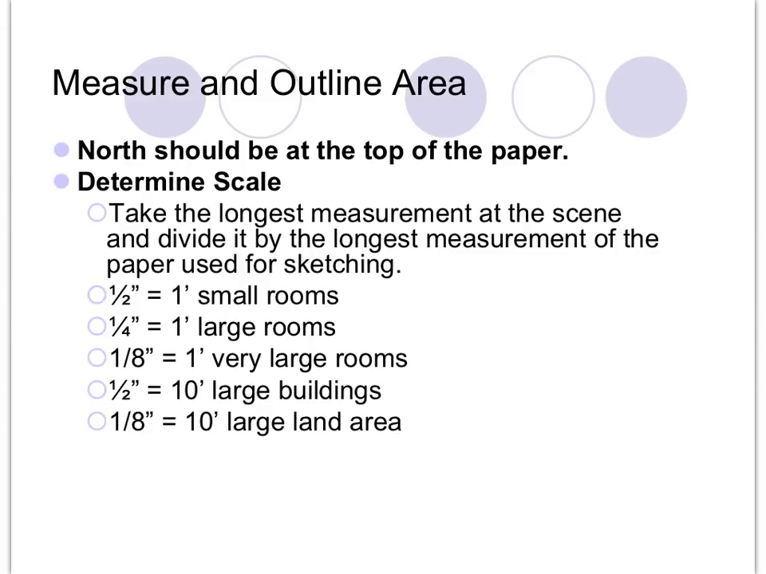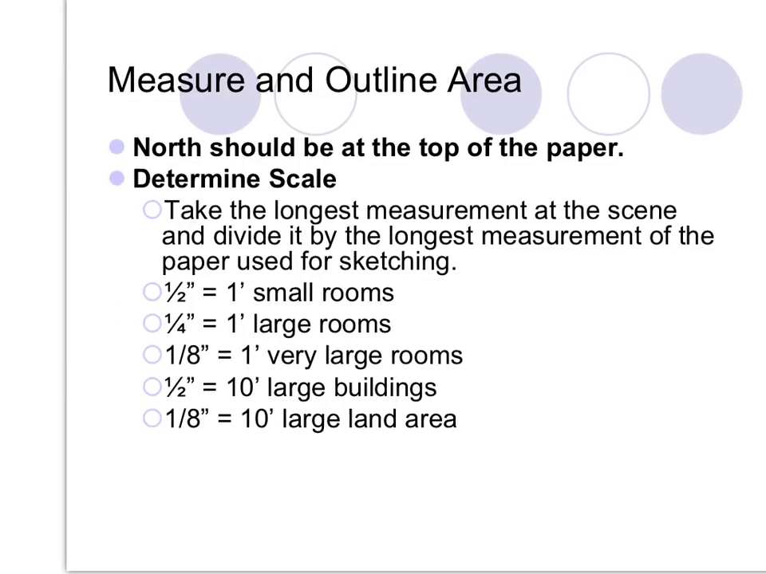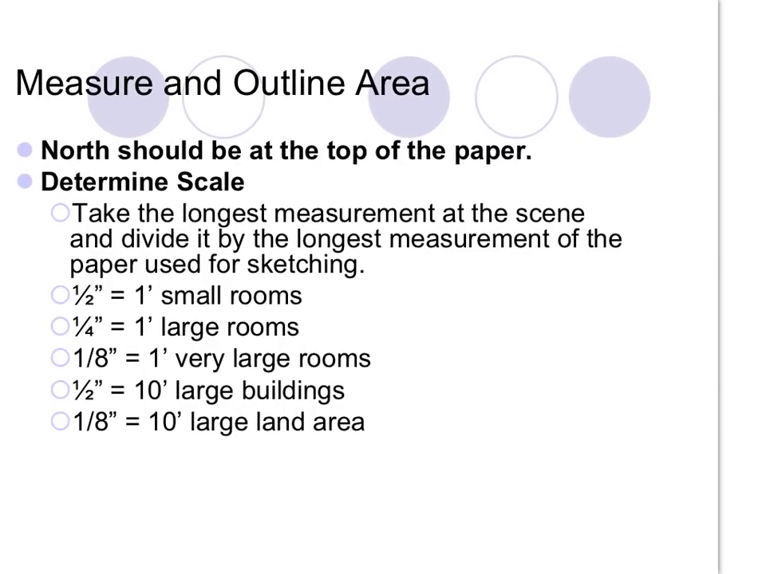So when you're ready to make your rough sketch and you're ready to outline it, you want to make sure that you make north at the top of your paper. What that means is, let's say you know that north is in this direction and your room is oriented like this. That's how you would want to indicate it. So north is always going to be at the top.